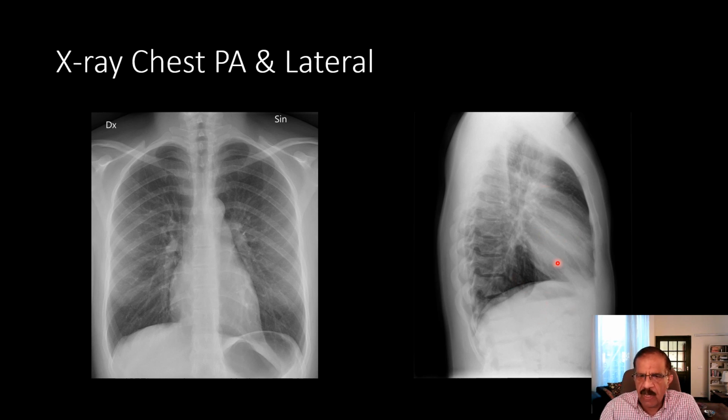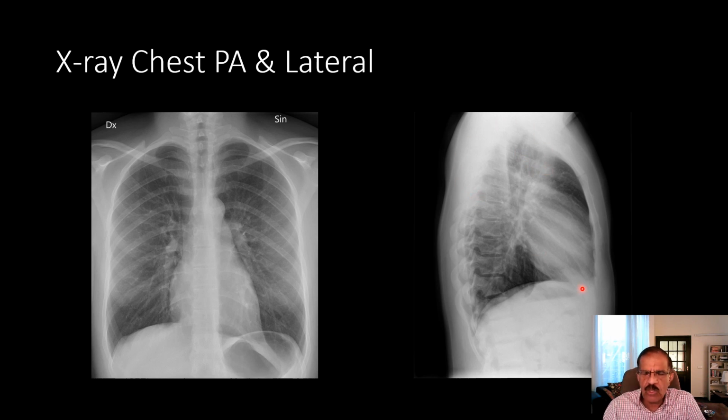This is a normal lateral film. You can appreciate two opacities. One is this in the lower part and the anterior part, and this is caused by a normal heart. So this is the heart. Of course, in cardiomegaly, the size of this opacity will increase. So this is the normal opacity caused by a normal heart. And this part is also opaque because this is caused by the shoulder.